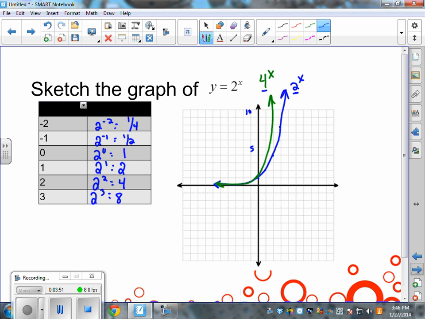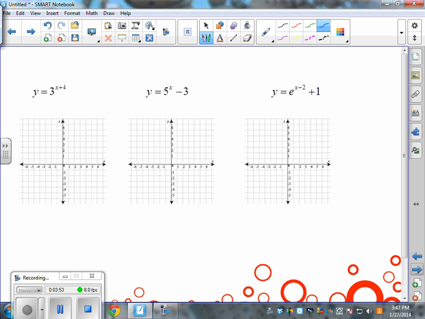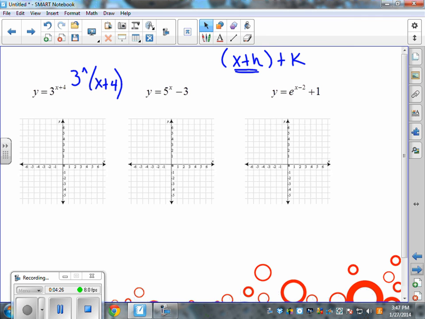Now, one last thing we wanted to do with these graphs is look at transformations like we've previously done. Remember that when you have numbers inside of the parentheses, they're going to move you to the left or right. Numbers on the outside move you up and down. So if I look at the graph of 3 to the x plus 4, I'm translating this thing left and right. Since it's a plus 4, we're actually moving to the left 4 places.